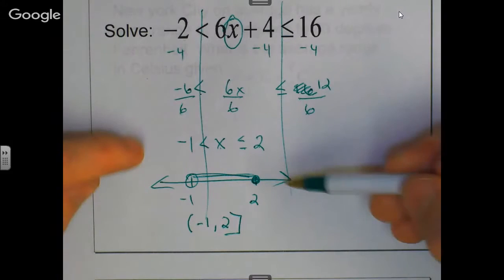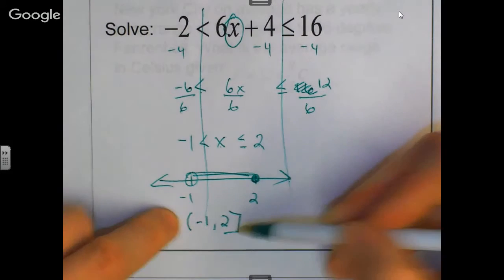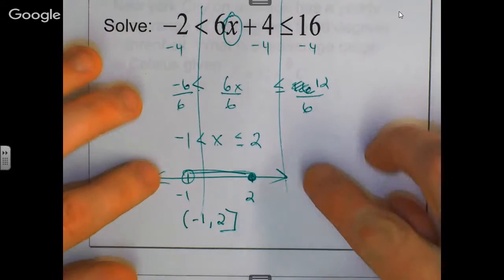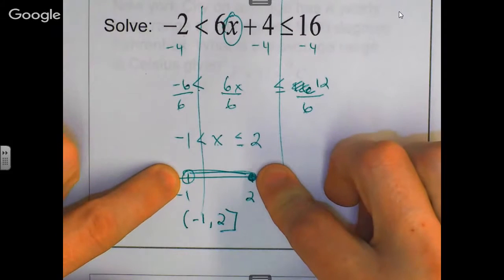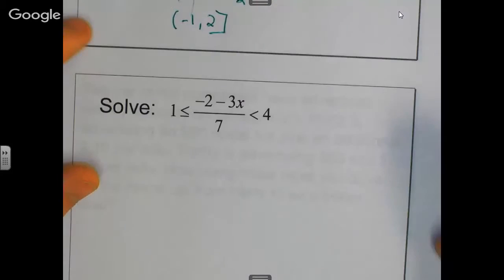Okay, I find it much easier to go from the number line to the interval, because we're taking the full number line, the infinite numbers, and we're looking at just a portion of that number line, which is right there.